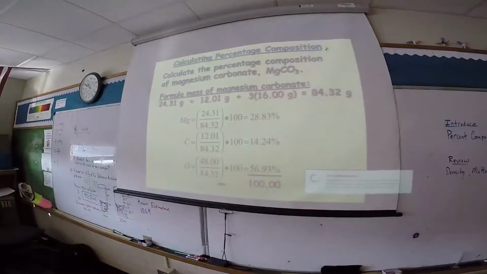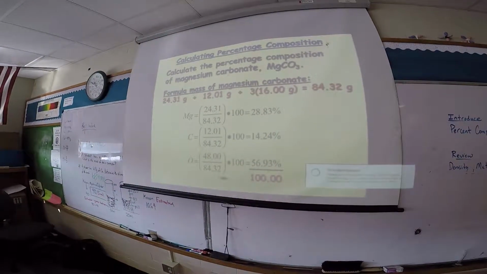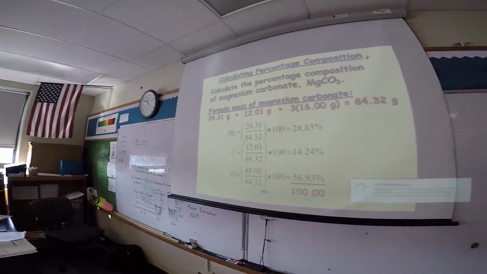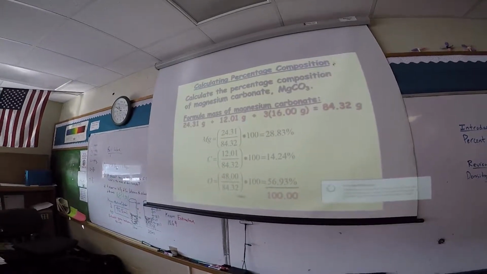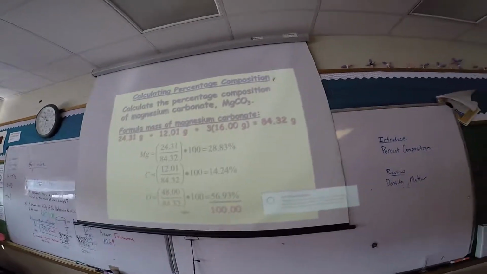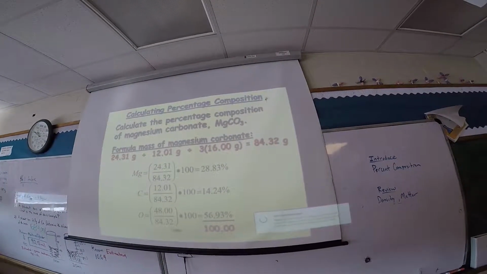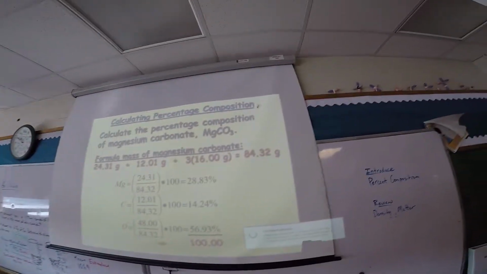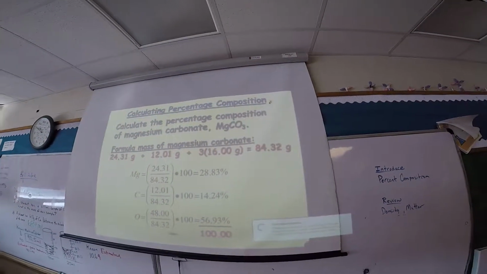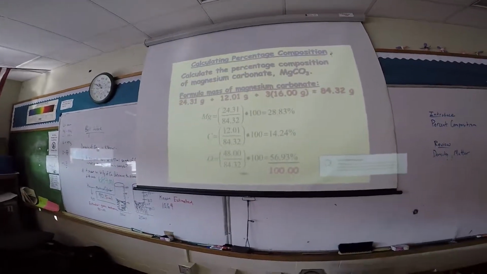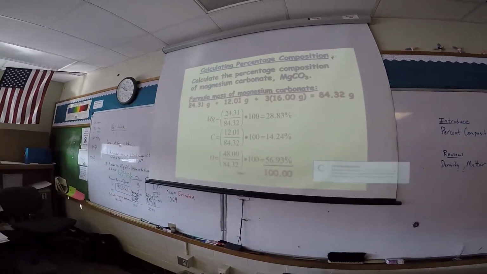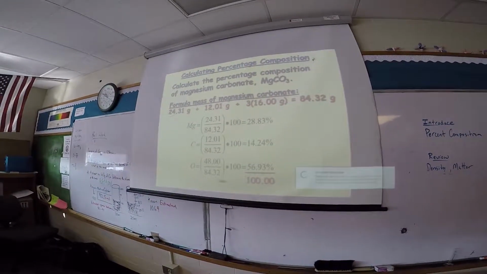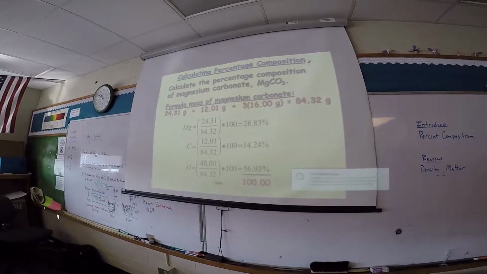So if you were measuring that, that's periodic table. You go to the periodic table, find the mass of magnesium, which is 24, the mass of carbon, which is 12, and the mass of oxygen is 16. Our formula is MgCO3, and you add that together and you get 84. You can see that in red there, 84.32. So from that, you take the mass of the magnesium itself, divide it by your total, times 100, and you see that it's 28% magnesium.